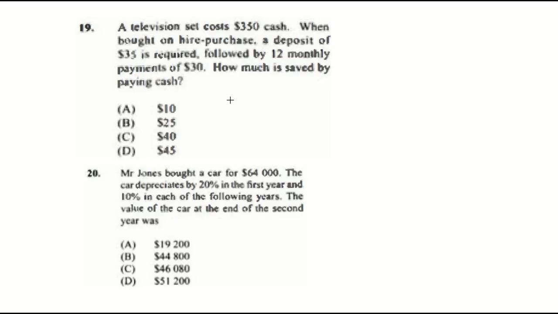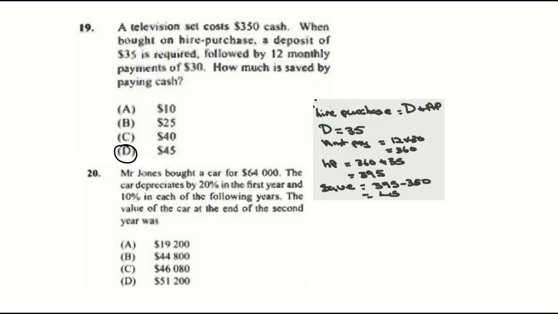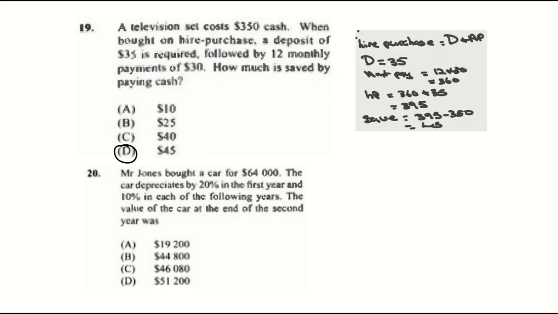This is a repeated question. She would have saved $45. Yeah, she would have saved $45. We did this question already. We know the higher purchase was $395. So the amount saved would have been $395 minus $350, which is $45. Right?